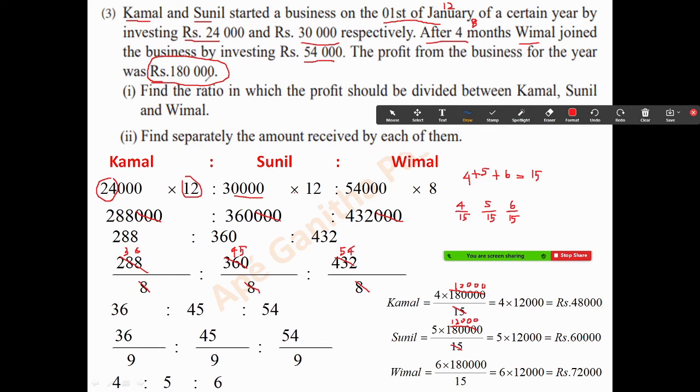This way, if there is a certain profit in a business at the end of the year, we can divide that profit according to a certain ratio. How to find that ratio? We can find that ratio considering their amount of investment and period of investment, by getting the product of the amount of investment and the period of investment.